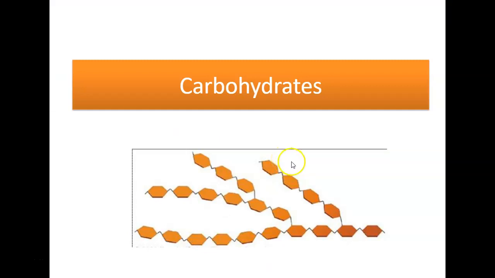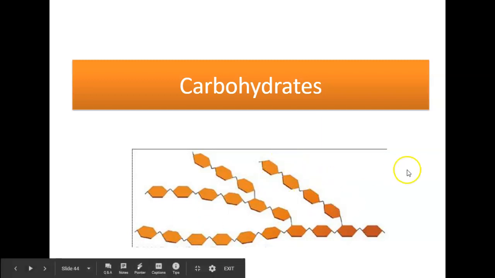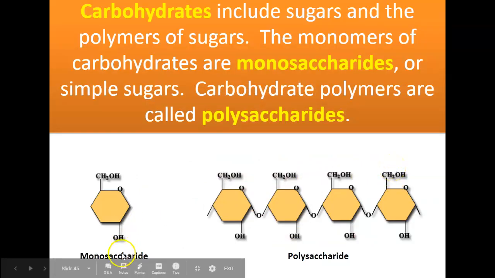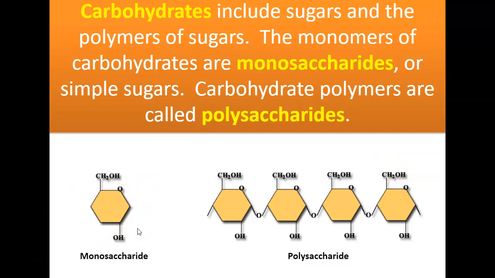Finally, we're going to talk about carbohydrates. These are your sugars. And so here's an example of some chains of each one of those sugars linked together. A singular sugar by itself is called a monosaccharide. Mono meaning one, and then saccharide is just the term that means sugar. When we start to string them together, we get a polysaccharide.